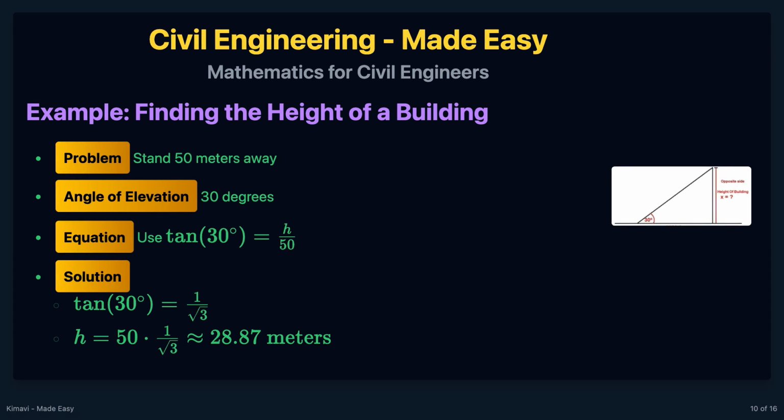Suppose you need to find the height of a building. You stand 50 meters away from the building and measure the angle of elevation to the top of the building to be 30 degrees. Let h be the height of the building.